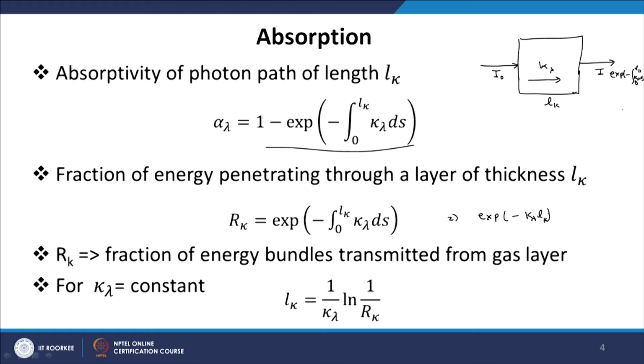So if κλ is not varying over the path length, this will be simply equal to exp(-κλ Lk), and we have related this transmissivity of the gas layer with the cumulative distribution function, and we define it as a random number. If this random number is greater than this transmissivity value, that means the energy is transmitted, otherwise the photon will be absorbed. So Rk is basically the fraction of energy bundles transmitted from the gas layer. Now we have to invert this relation. If the absorption coefficient is uniform, we can easily invert it and we get Lk = (1/κλ) ln(1/Rk).